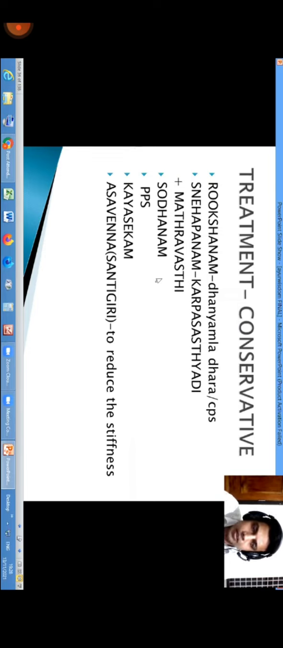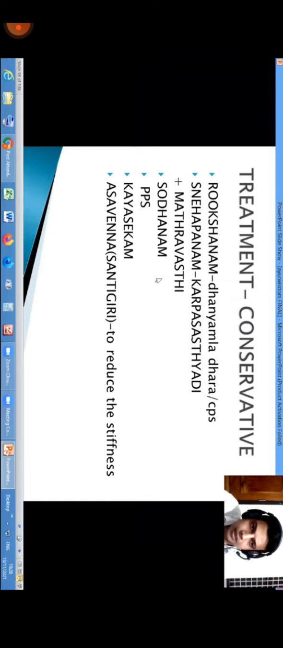Treatment is conservative. If there is severe stiffness, we should refer the case. But if it is a somewhat small degree of stiffness, we can manage. Rukshanam by Dhanyamladhara or Churna Bindasweda. We can use Kolavaltadi Churna for Churna Bindasweda. Then after Rukshana, the important aspect of treatment is Snehavan.